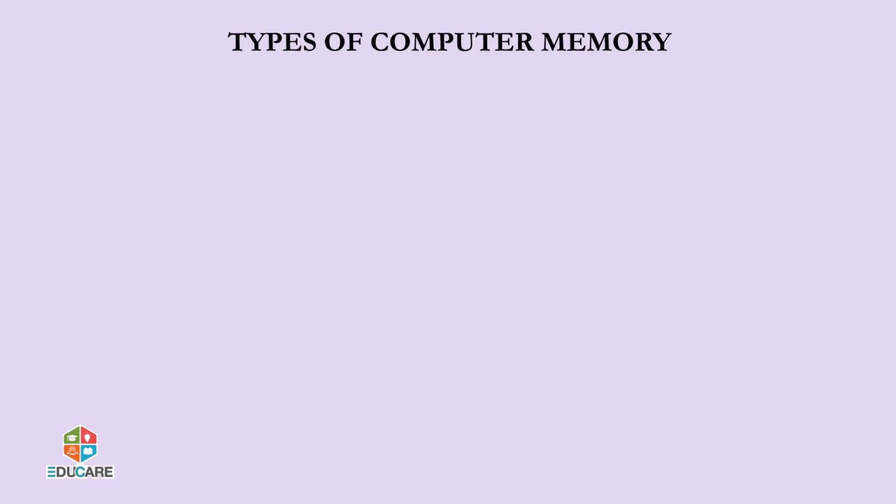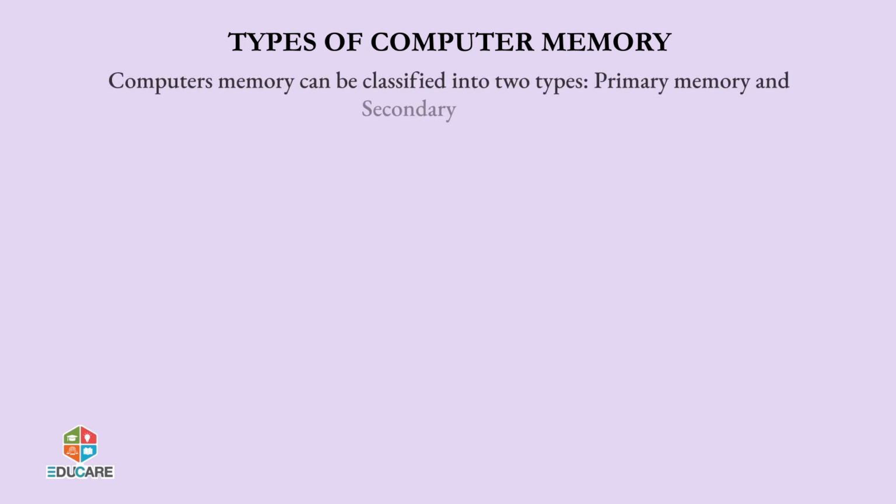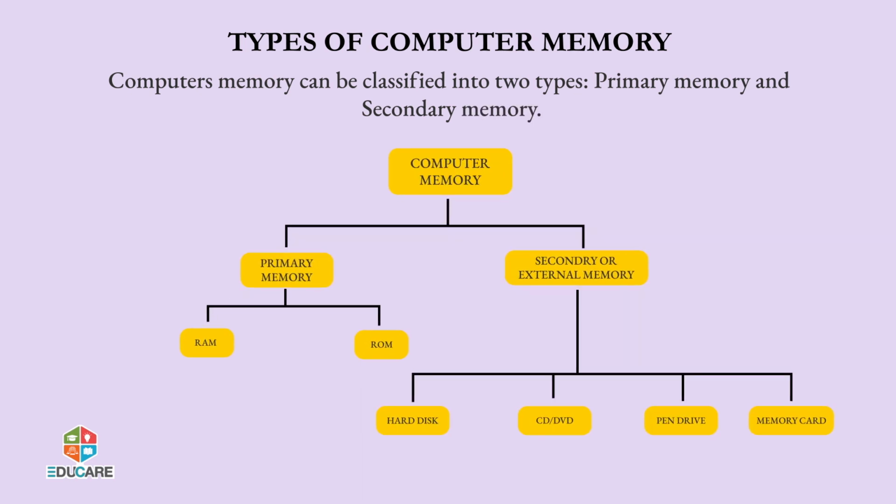Types of computer memory. Computer's memory can be classified into two types: primary memory and secondary memory. Computer memory, primary memory, RAM, ROM. Secondary memory or external memory, hard disk, CD or DVD, pen drive, memory card.